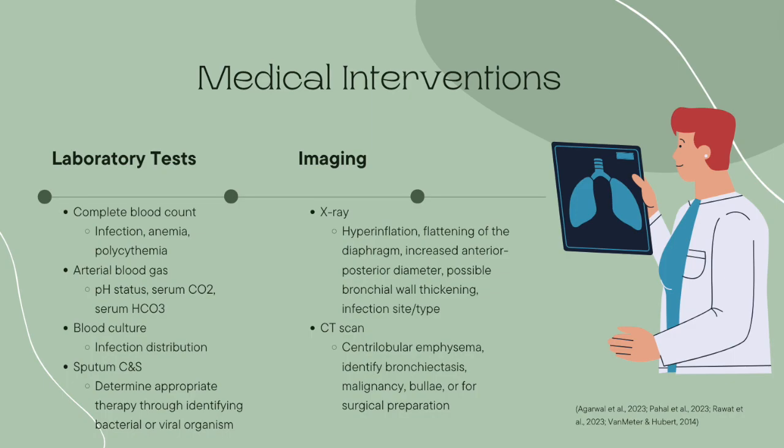Blood cultures can show the distribution of potential infection, and a C&S can be completed on a sputum sample to aid in determining appropriate therapy. Imaging includes chest x-ray and CT.